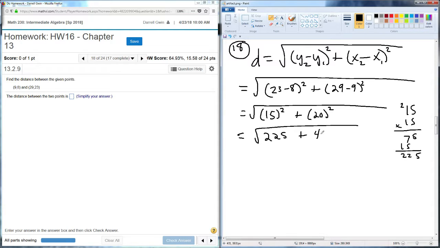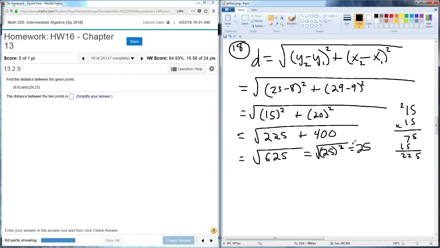20 times 20 is like 2 times 2. Zeros add up. 4 plus 2 is 625, which ironically, 625 is 25 squared. Weird that I know that.